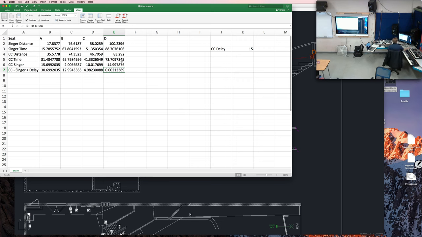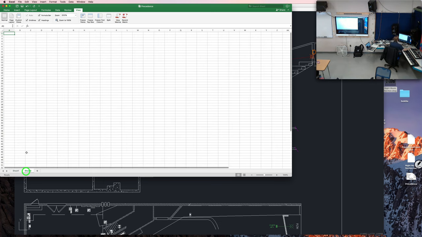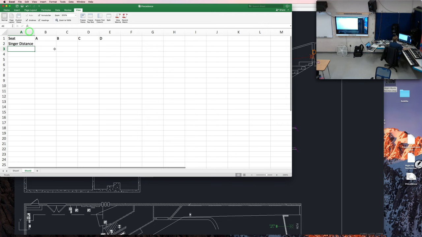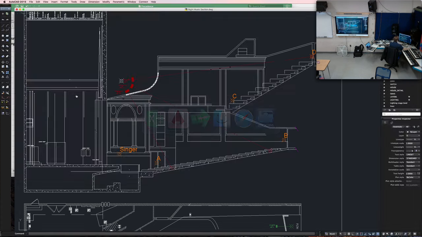Okay, so let me just go to a new tab here. And this will be the seat. So I have A, B, C, and D. And this will be the distance. So singer distance. Okay, so let's just go over here and measure some of these things.